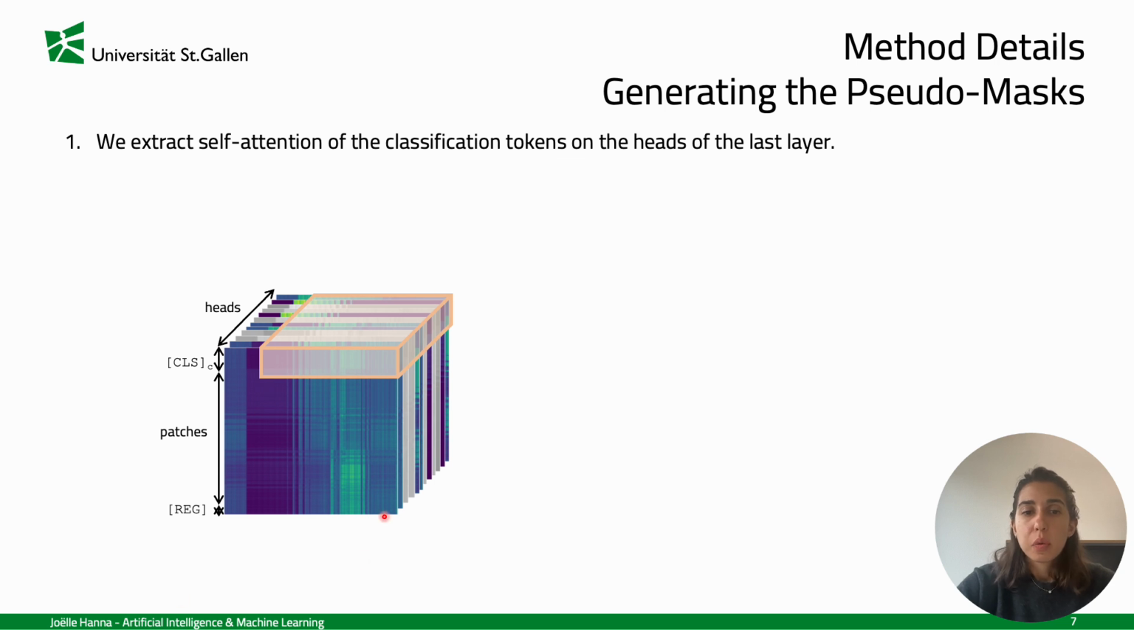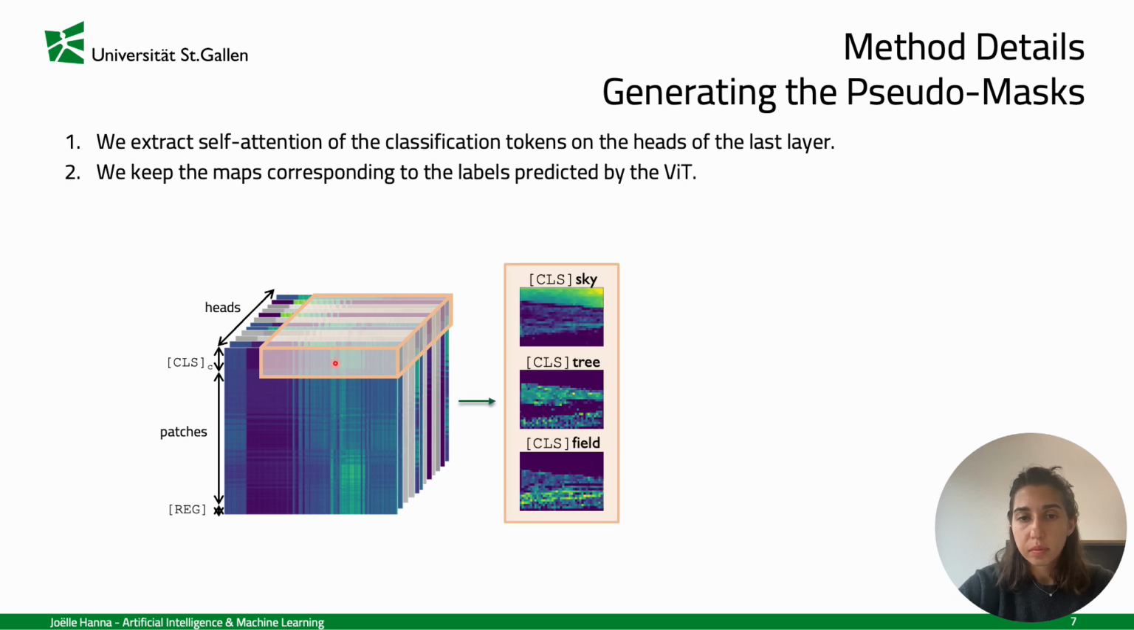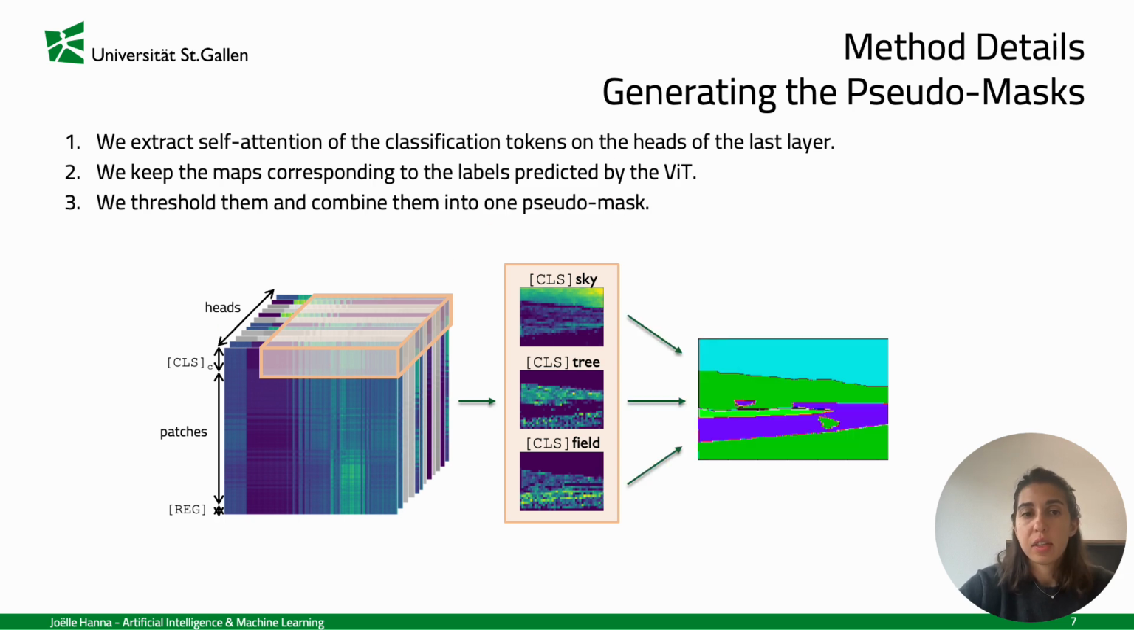And finally, what we are interested in is this upper block. We extract the self-attention of those. We reshape them into image-like dimension. We keep the maps corresponding to the labels predicted by the ViT. We threshold them and we get one pseudo-mask.